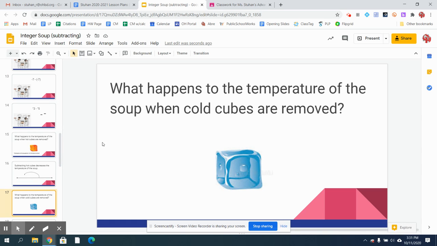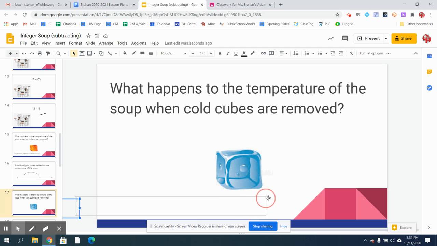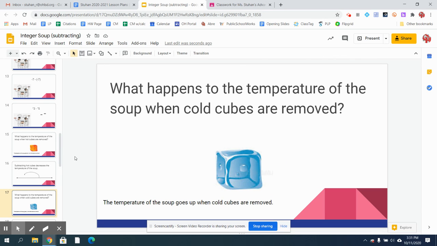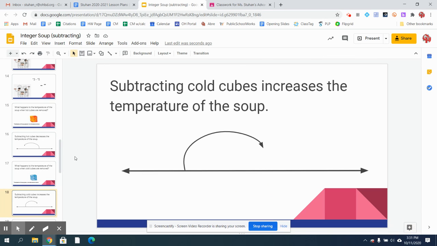And what happens to the temperature of our soup when cold cubes are removed? The temperature of our soup goes up when cold cubes are removed. It gets hotter. So again, on the number line, if the temperature of our soup is right here and we take cold cubes out of the soup, the temperature increases. So we're going to move to the right on our number line.